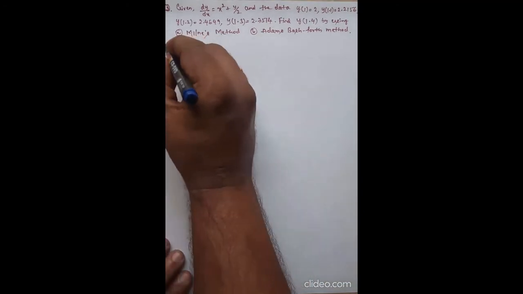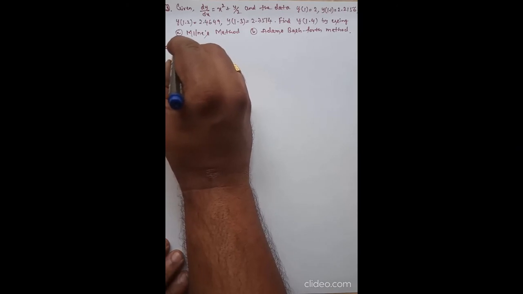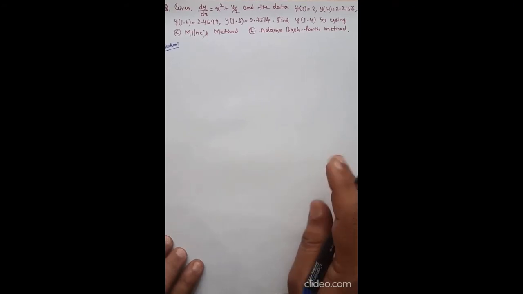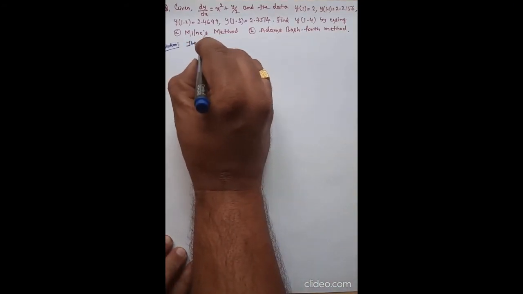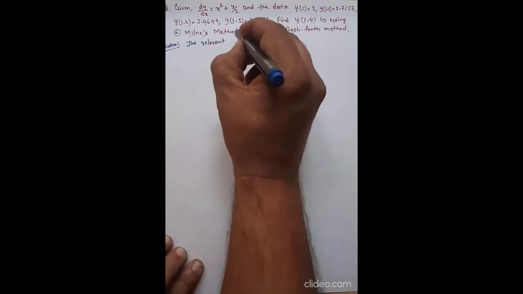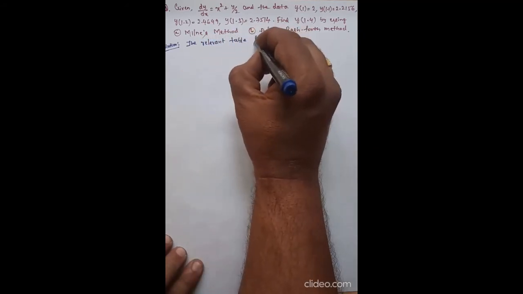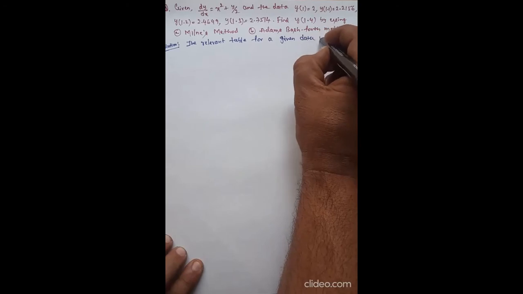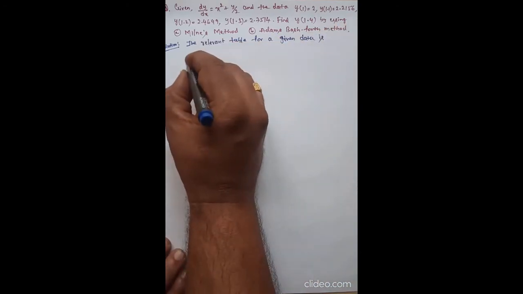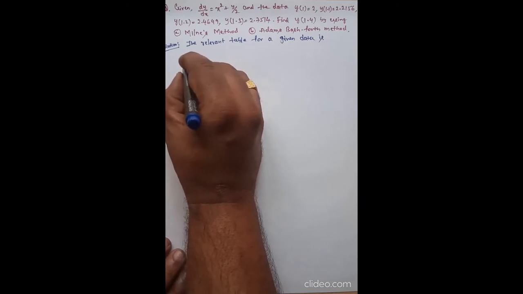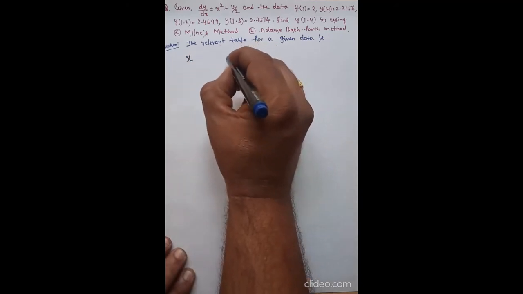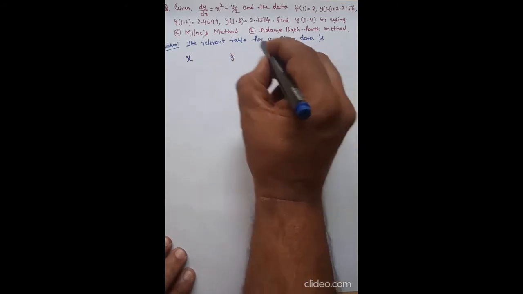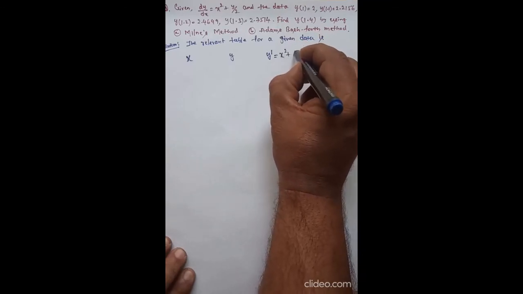Solution. So first I will construct a relevant table for the data. The relevant table for the given data is, so this is the data table common for both the methods. You know, the data table should contain x values first, then y values, then y dash, and you know y dash here is dy by dx, that is x square plus y by 2.